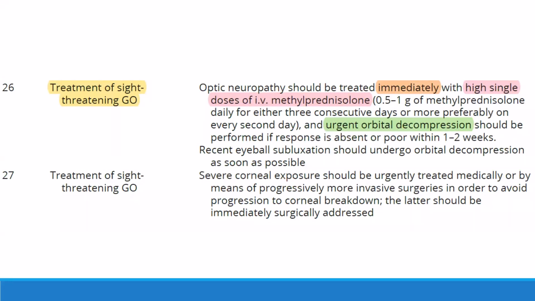Sight-threatening Graves' orbitopathy should be treated immediately with a high single dose of intravenous methylprednisolone, 0.5 to 1 gram of methylprednisolone daily for either 3 consecutive days or more, preferably every second day. And urgent orbital decompression should be performed if the response is absent or poor within 1 to 2 weeks. This is an emergency condition.